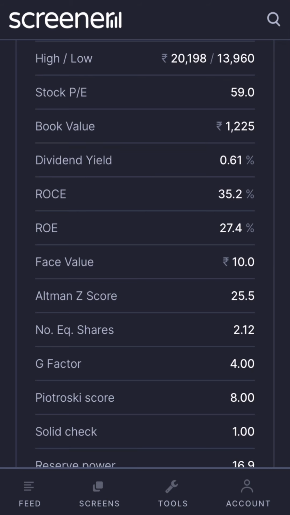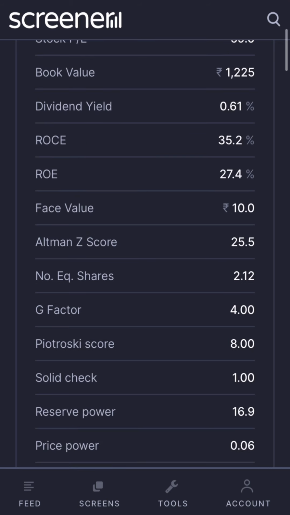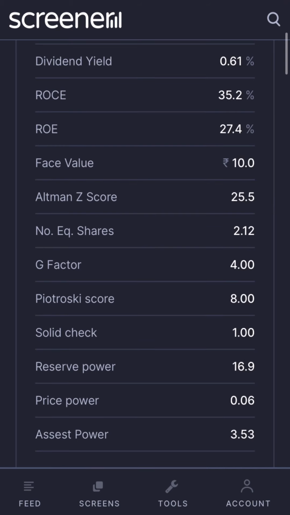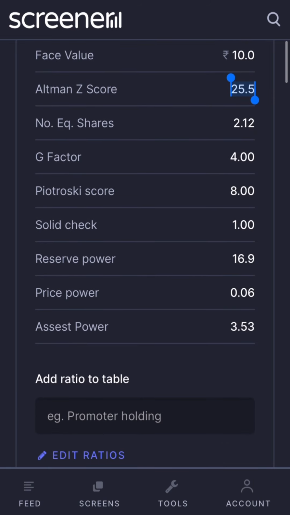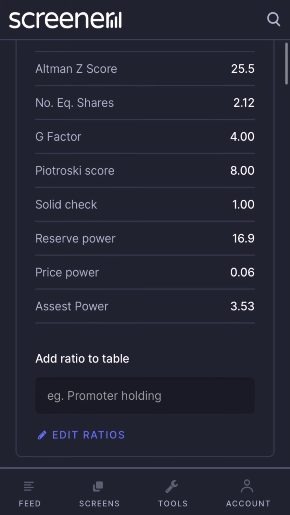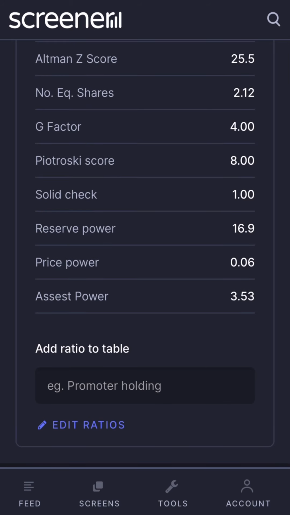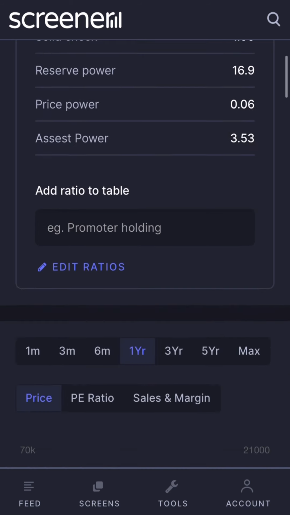Return on capital employed 35. Return on equity 27. Face value 10. Ultimate score 25. Very, very good sign. Number of equity 2.12. Growth factor 4, Piotroski 8, solid check 1, never diluted the equity, reserve power 16.9, price power 0.06, asset power 3.53, means assets are 3.5 times their liabilities.